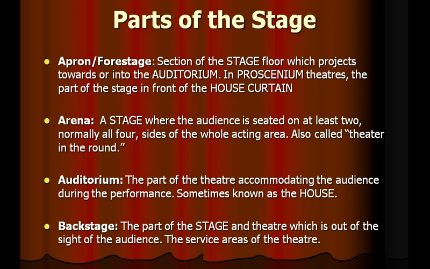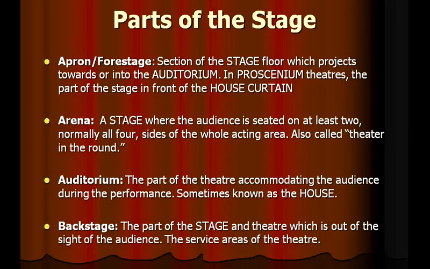Parts of the stage include the apron or forestage. It's the section of the stage floor which projects towards or into the auditorium. In proscenium theaters, the part of the stage in front of the house curtain is called the apron. The arena is a stage where the audience is seated on at least two, normally all four sides of the whole acting area. It's also called theater in the round.